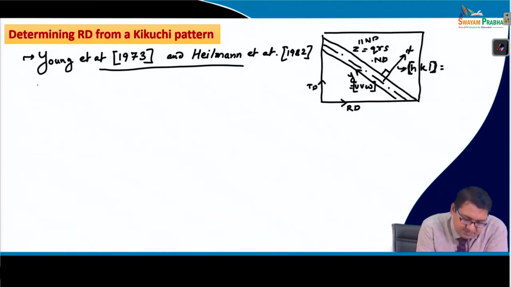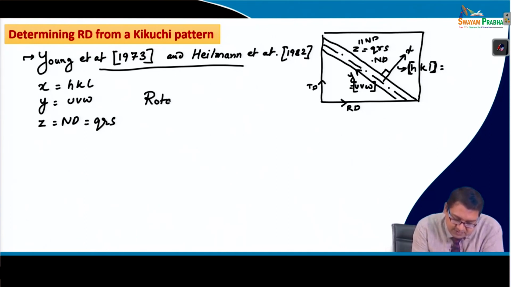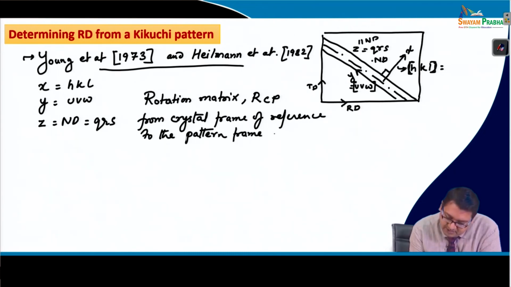And you see that x equals HKL, y equals u, v, w, and z equals ND, of course, that is Q, R, S. Then the rotation matrix, that is RCP, the rotation matrix from the crystal frame of reference to the pattern frame of reference, the Kikuchi pattern frame of reference. And this pattern frame of reference is basically an intermediate frame of reference, right.